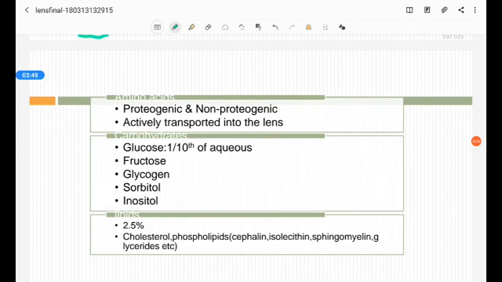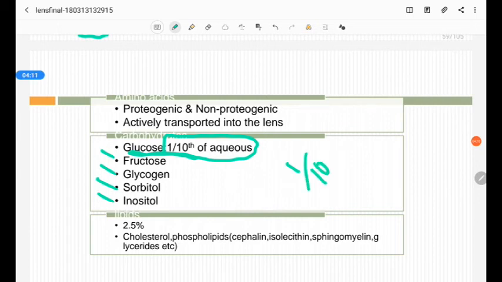This is a small table with regard to the amino acids. There are two forms, proteogenic and non-proteogenic. They are actively transported into the lens. With regard to glucose, it is actually 1/10 of what you find in the aqueous. There is also fructose, glycogen, sorbitol and inositol. So aqueous has a higher concentration of glucose than the lens. Lipids are 2.5%.